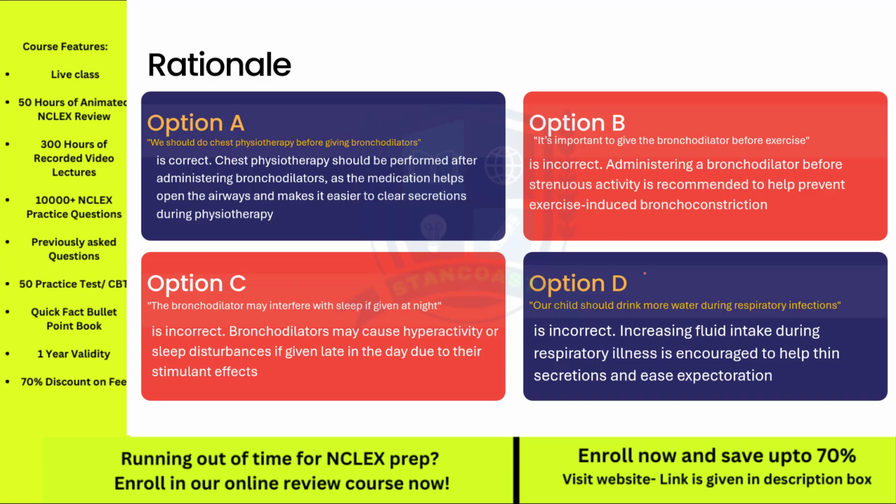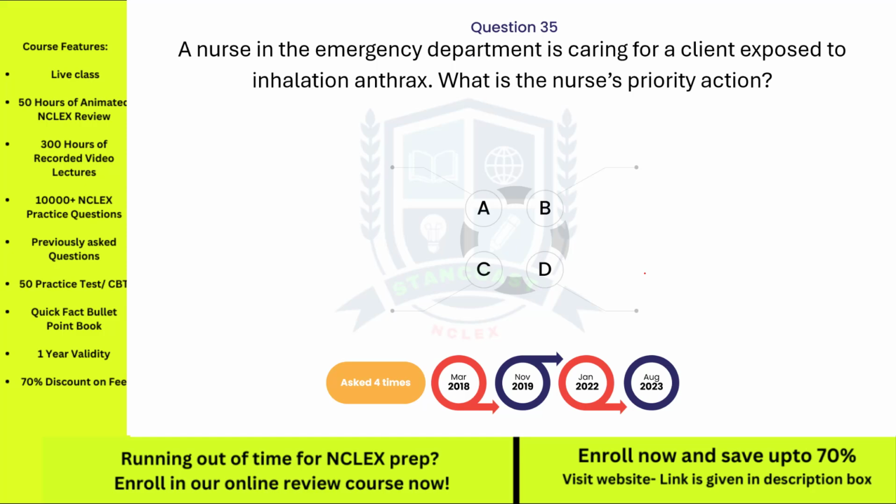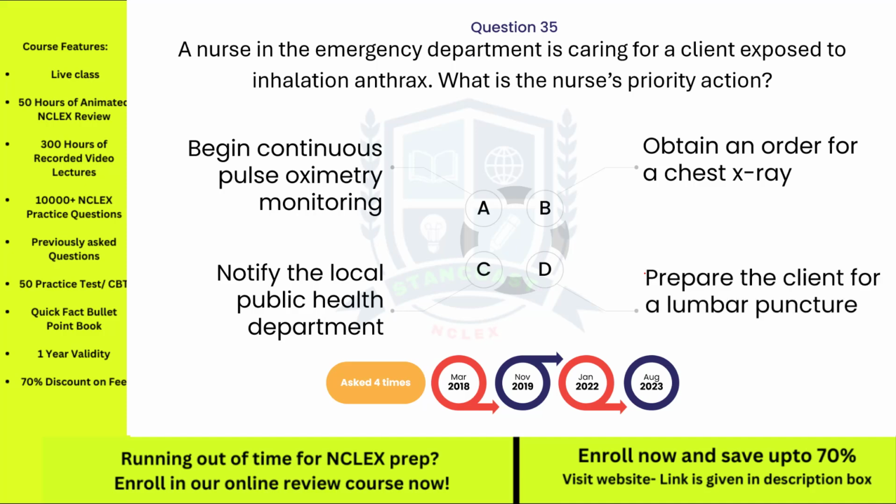Let's proceed with the final question. This anthrax exposure-related question has been asked 4 times over the last 5 years and has a moderate likelihood of appearing in the exam. A nurse in the emergency department is caring for a client exposed to inhalation anthrax. What is the nurse's priority action? A. Begin continuous pulse oximetry monitoring. B. Obtain an order for a chest X-ray. C. Notify the local public health department. D. Prepare the client for a lumbar puncture. The correct answer is A.